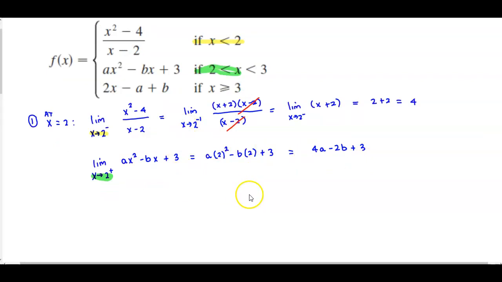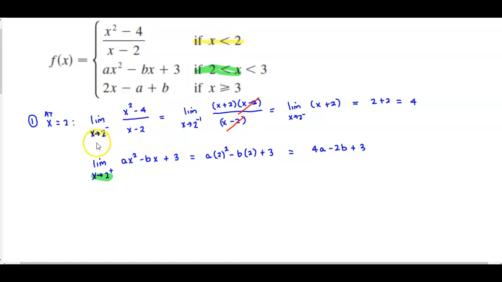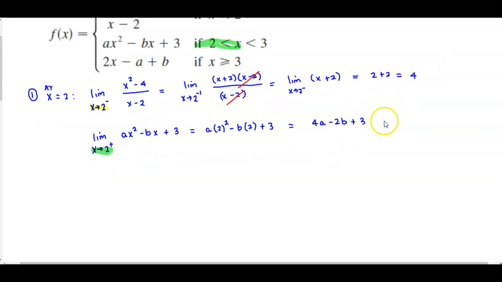Now, let's go back and talk about the definition of a limit. We know that the definition of a limit tells us that when you're looking at x approaching a value from the left and x approaching a value from the right, these have to equal each other. So let's set these two equal to each other. We have 4a minus 2b plus 3, and that's equal to 4. Therefore, subtracting 3 from both sides, we leave this as 4a minus 2b equals 1. So this is our first equation of the system.